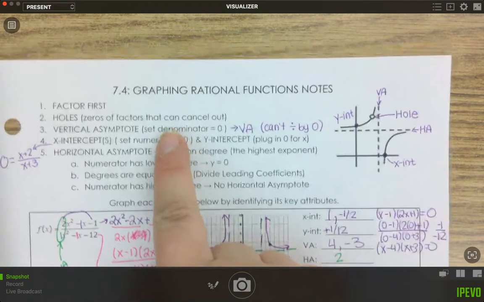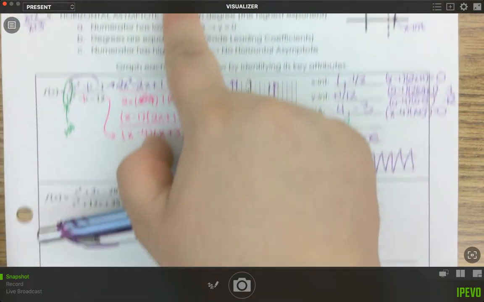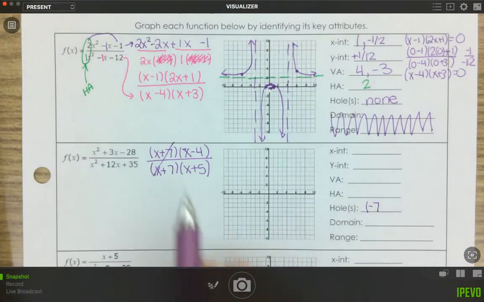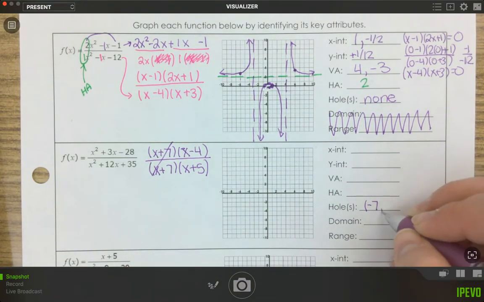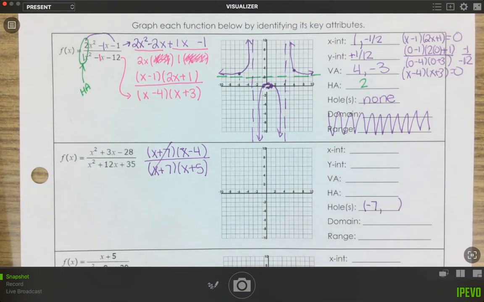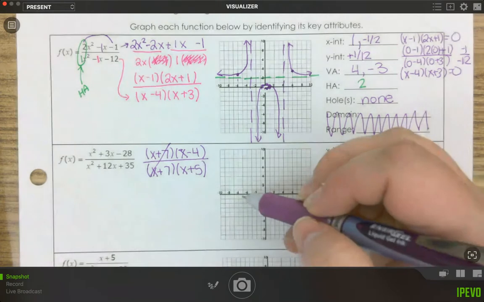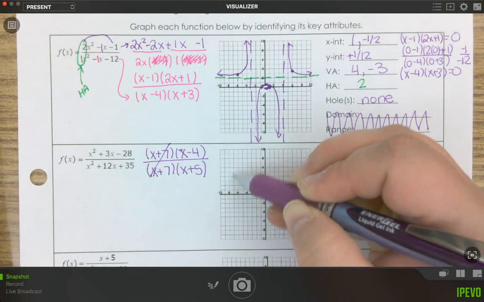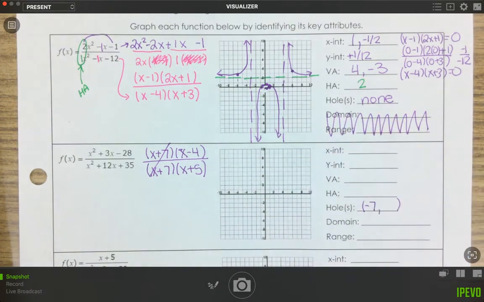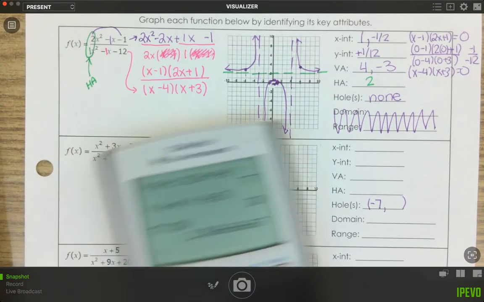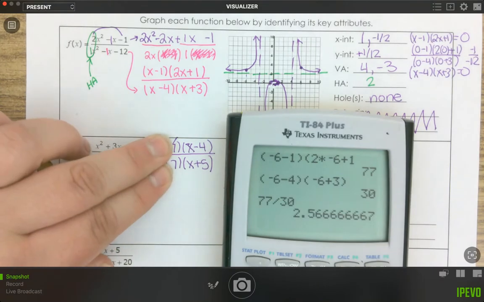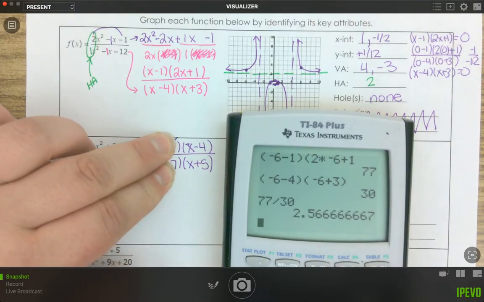So notice how in my notes I said that it is the zeros of factors that cancel out. The 0 assigned to this factor is negative 7. It's always the opposite. Then we're going to have to fill in the rest of the hole by finding out how high to put the hole. Because we know it's over here at -7, but we don't know if it's up here or down here. All you have to do is plug in -7 to get the rest of it. But not into the whole thing, just into what's left.